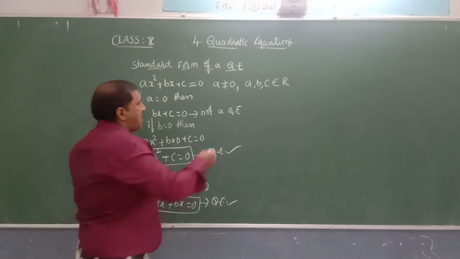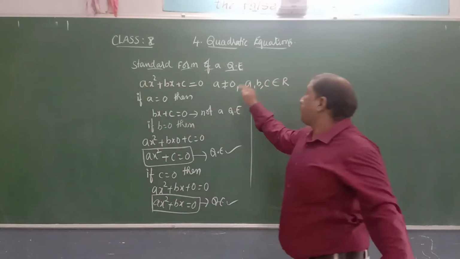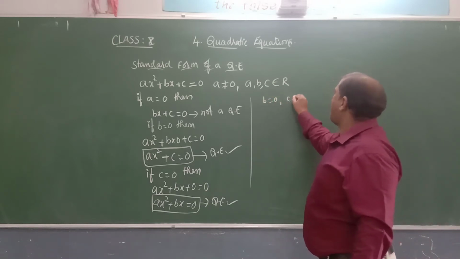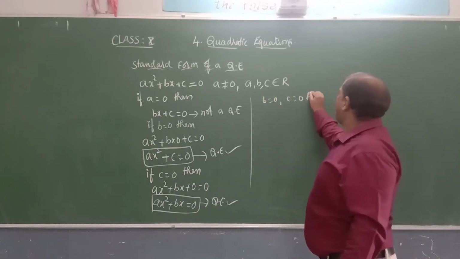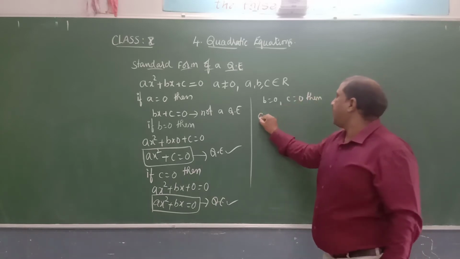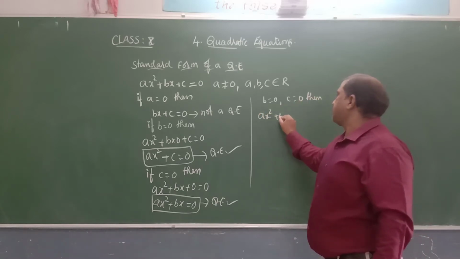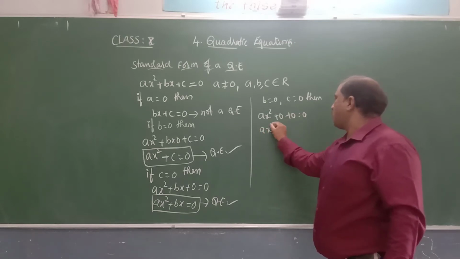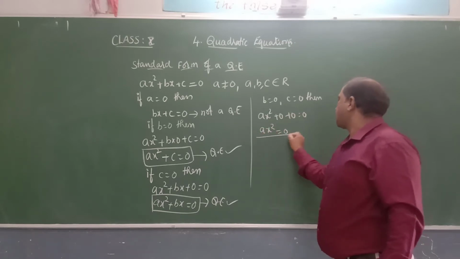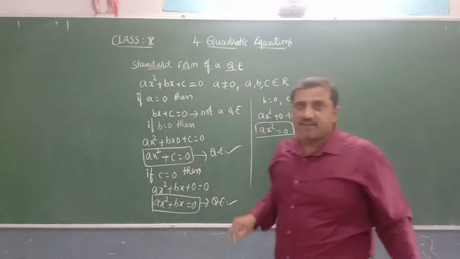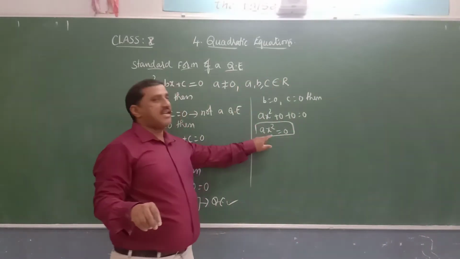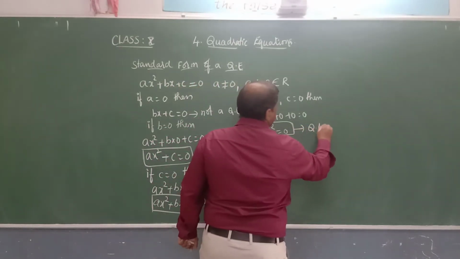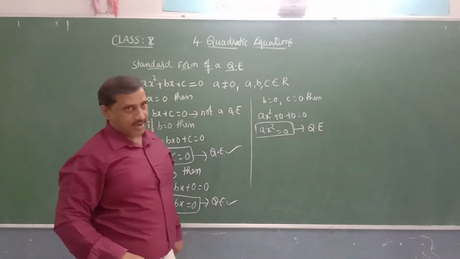Now what if both b and c are zeros? b is equal to 0 and c is equal to 0. Then it is ax² + 0 + 0 = 0, which is ax² = 0. Here x is the variable and the highest power is 2. This is also a quadratic equation.